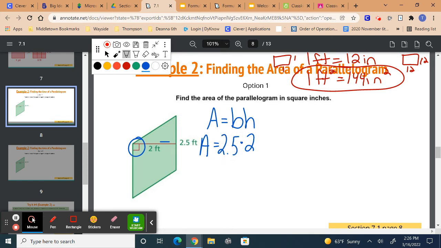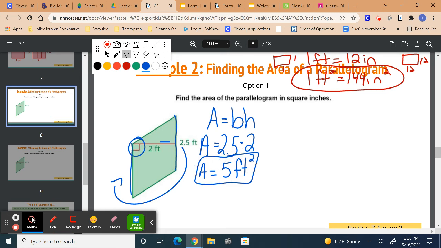Okay, and if you look, remember it's parallel. So this 2.5 is the same as over here, right? No one should need a calculator here. What's 2.5 times 2? So 5 what? 5 feet squared. Good. Okay, I'm boxing it because it's not my final answer, because they don't want it in feet squared. They want it in inches squared.